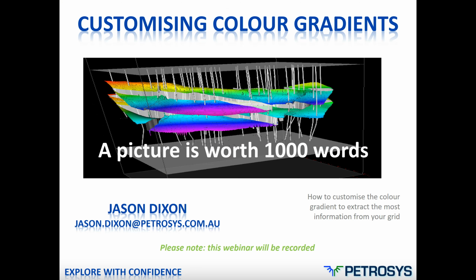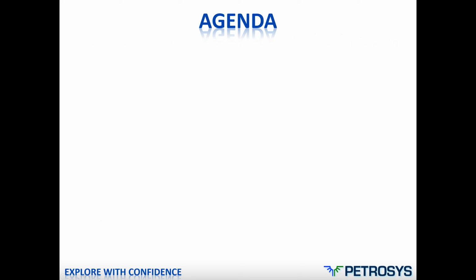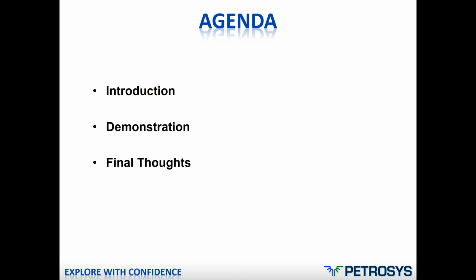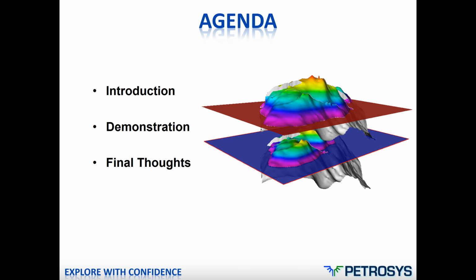So today we're going to have a look at color gradients and how we can extract the most information from our gradient to display information to our audience. So we'll run through an agenda. We'll go through an introduction about the different color gradients and how we can use those. I'll run a demonstration demonstrating how we can edit our color gradients. I'll do two different scenarios for that, and then we'll run through some final thoughts on how we can use those to display different information to our audience.